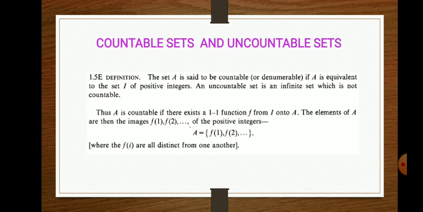Next we will see about countable and uncountable sets. First definition: the set A is said to be countable or denumerable if A is equivalent to the set of all positive integers. So we can define a function f from A to the set of all positive integers I, and we can prove that f satisfies the condition for one-one and the condition for onto. Then the given set A is said to be countable.